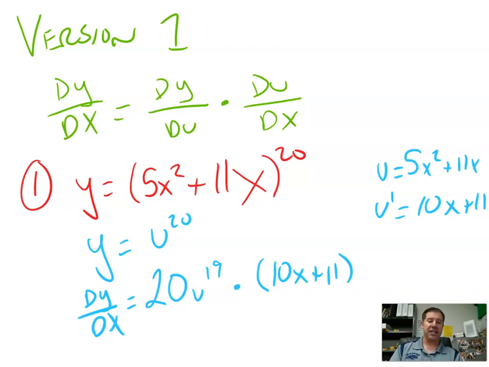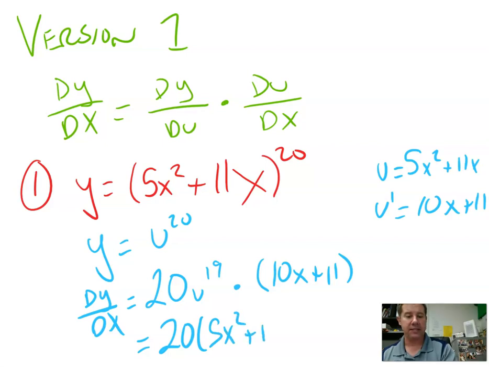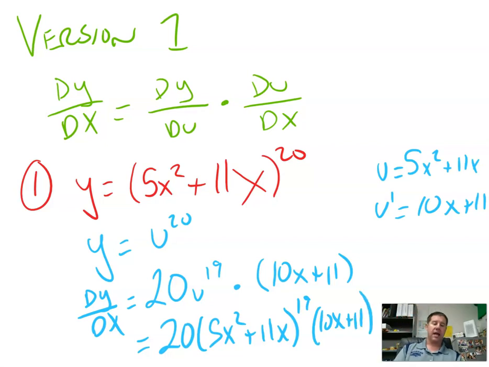Now, my only issue with this answer is I've got u's and x's, so I want to quickly go back and plug in what u was. u was 5x squared plus 11x, to the 19th, times 10x plus 11. And that is the derivative of that function, and I didn't have to expand everything out and get all crazy with it.